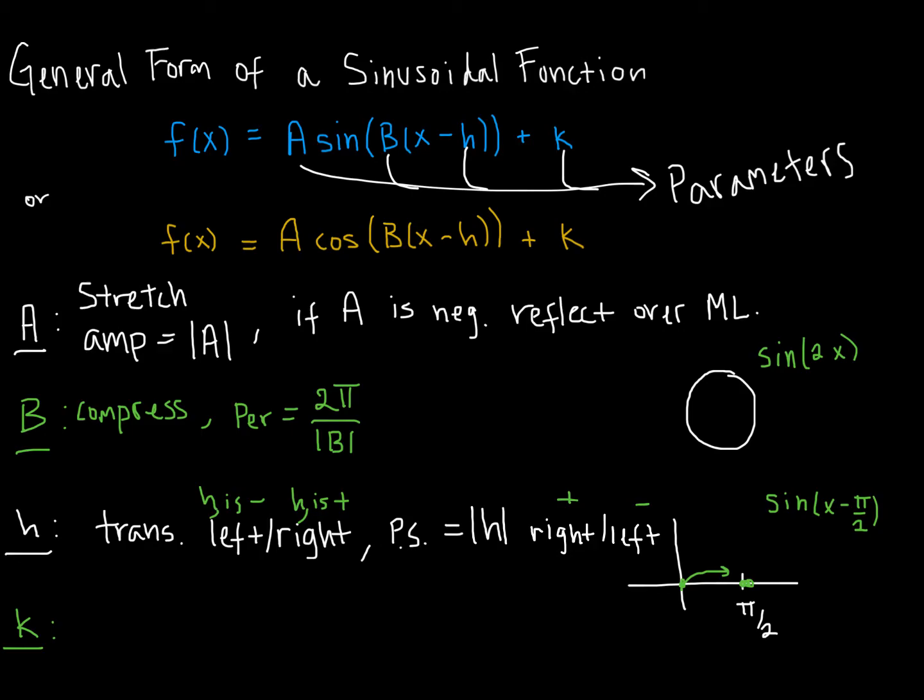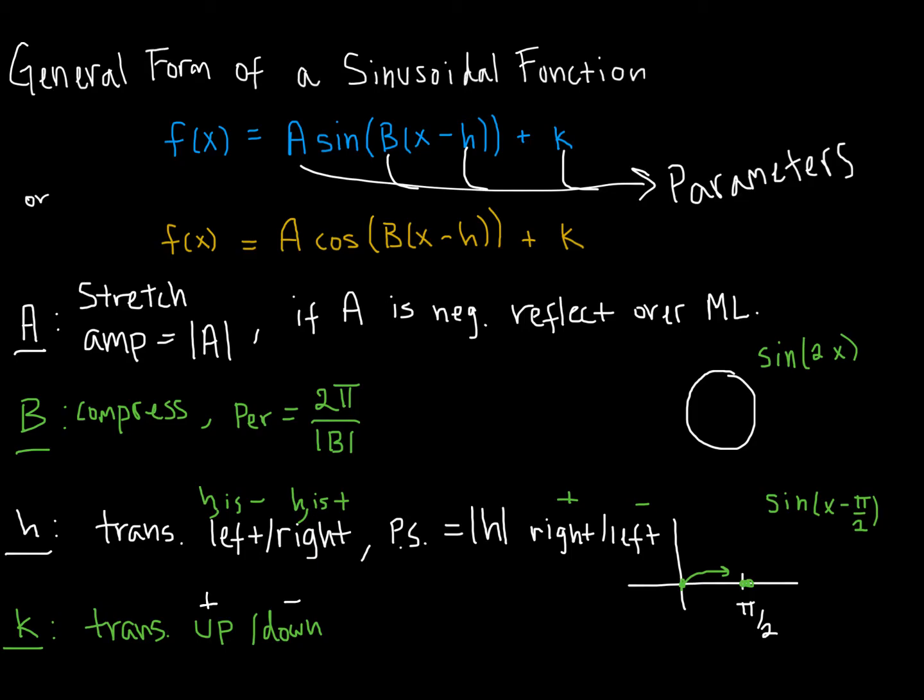All right, the last one here is the k value, and this is perhaps the easiest for us to understand. What transformation is going to happen to my function if I add some number or subtract some number from the entire function? Well, it's going to translate either up or down. Obviously, if it's a positive k value, it's going to translate up, and if it's a negative k value, it's going to translate down.